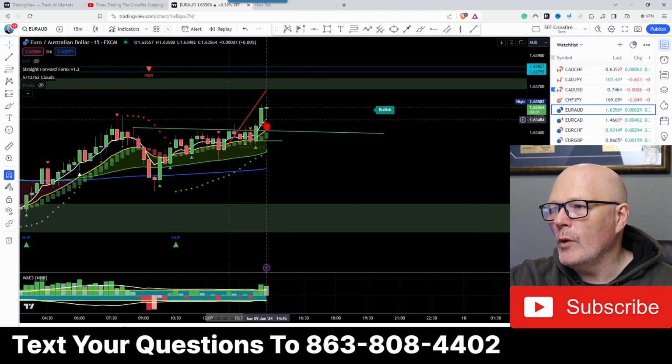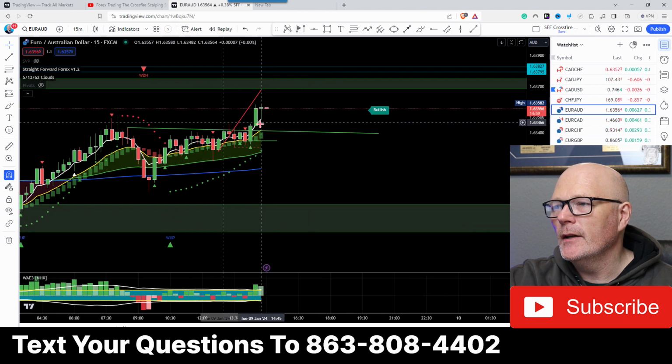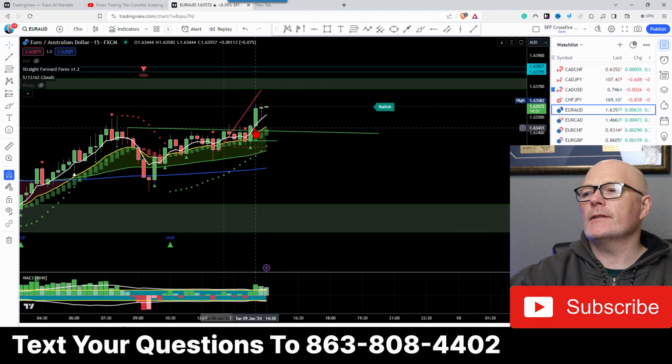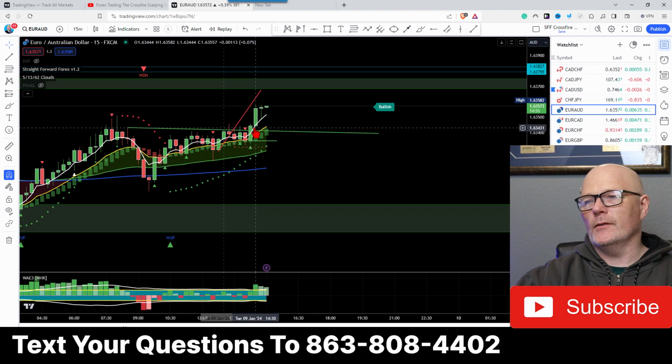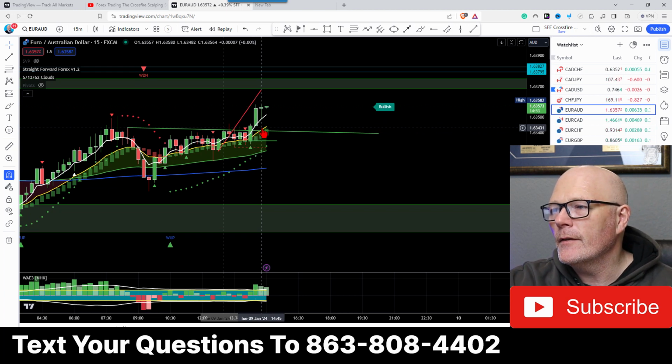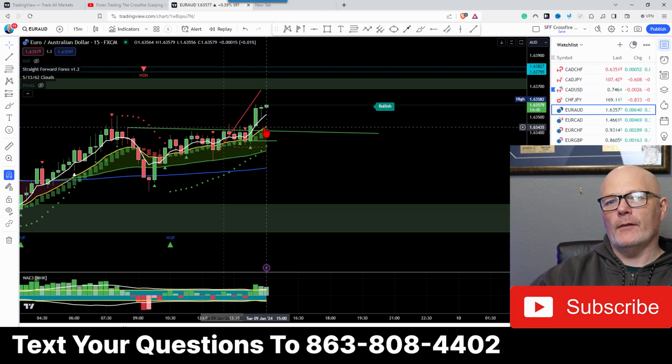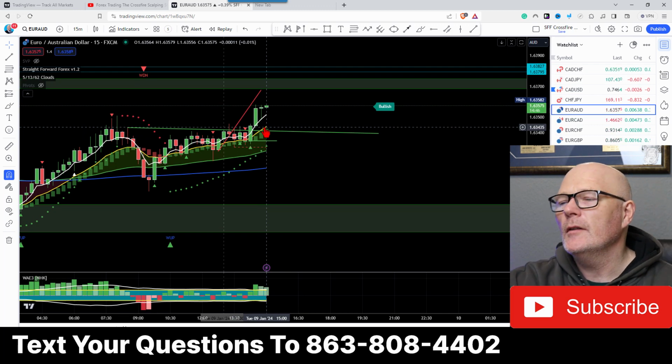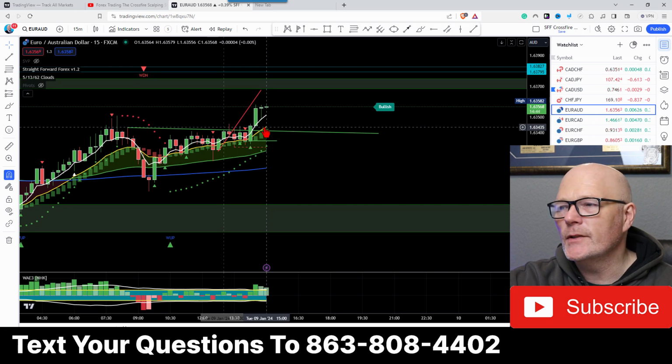So what we've got there, we've got the white moving average. Okay, that's the 5 moving average. That's the average of the last 5 candles. We've got the 13 here, the yellow one. Now the yellow 13 moving average, again, gives you the average of the last 13 candles.